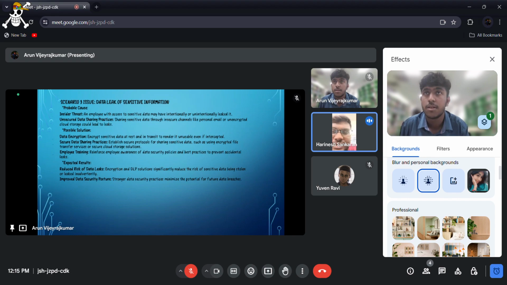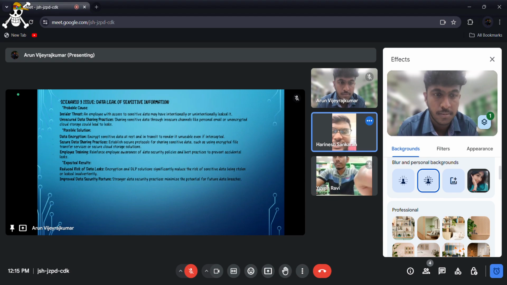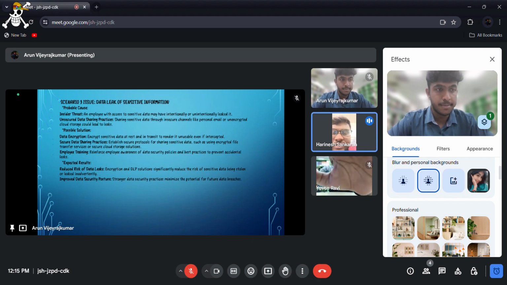Possible solutions for this scenario are data encryption: encrypt sensitive data at rest and in transit to render it unusable even if intercepted. Another one is secure data sharing practices: establish secure protocols for sharing sensitive data, such as using encrypted file transfer services or secure cloud solutions. Another one is employee training: reinforce employee awareness of data security policies and best practices to prevent accidental leaks.